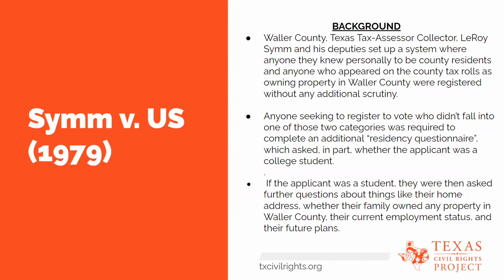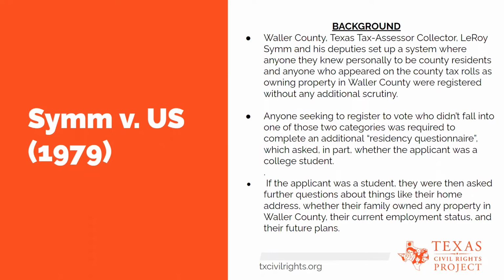All right, we're going to move from 1972 up to 1979, when the Supreme Court heard the case of Sim v. U.S. This case ties in directly to Section 3 of our discussion, so I wanted to give some background on it. Sim was a case arising from the conduct of the Waller County, Texas tax assessor-collector, Leroy Sim.